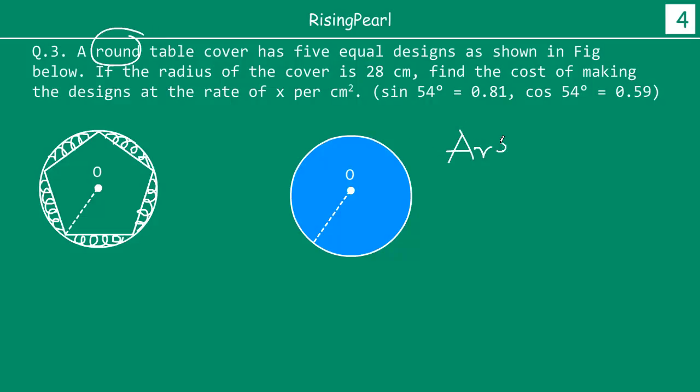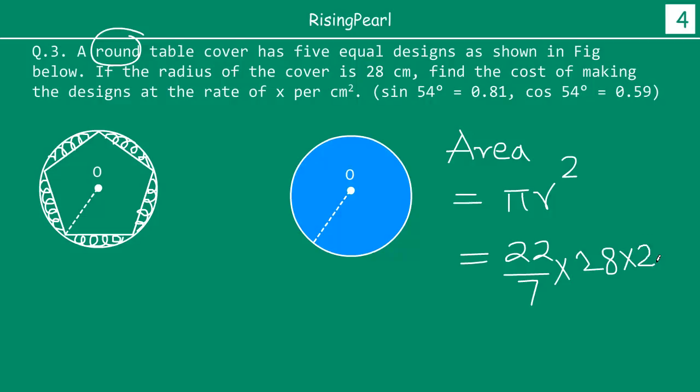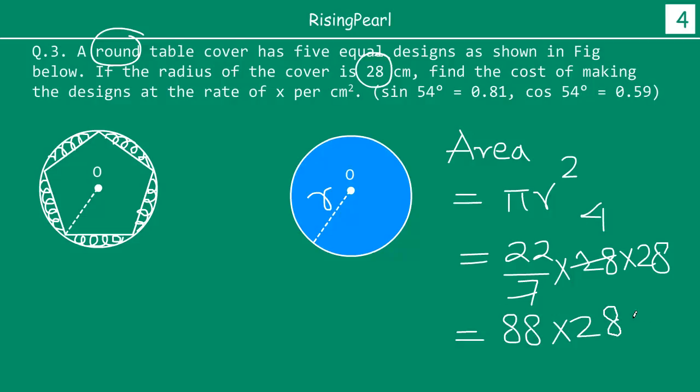So this area is given by pi r square, which is equal to pi, we will write this as 22 by 7, and then 28 times 28, because r is given as 28 centimeter. So 7 4s are 28. So 22 times 4 is 88 times 28 centimeter square. Now at this point, friends, this is the area of the circle. We are not going to go ahead and compute this.